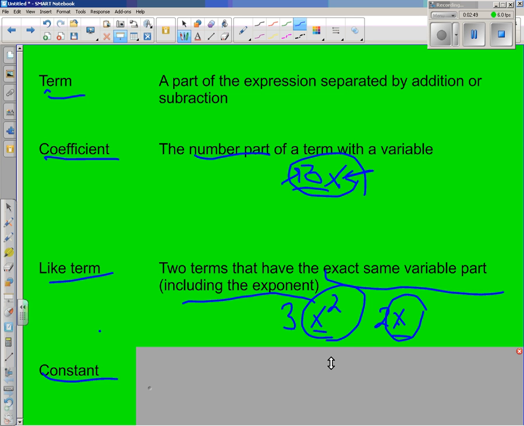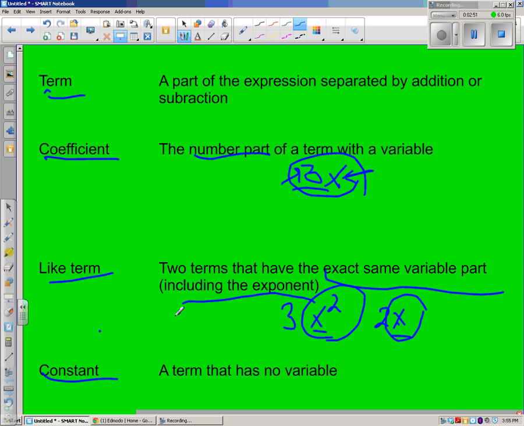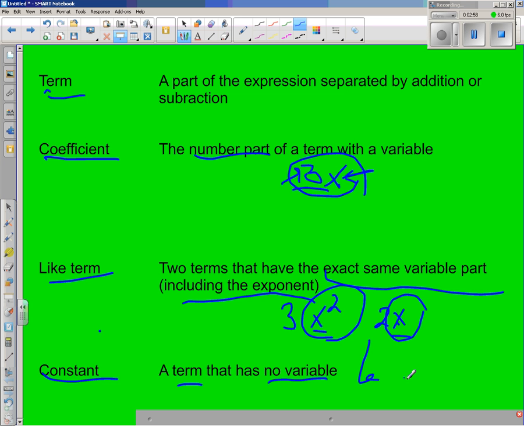The last one is constant. And a constant is just any term in your expression that has no variable. So they're just your plain old numbers, like 6 or -5. Okay? If you need to pause the video and write those definitions down, please do so. When you're ready, go to the next page in your notebook, and we're going to do some practice questions. So go ahead and title that page Examples.